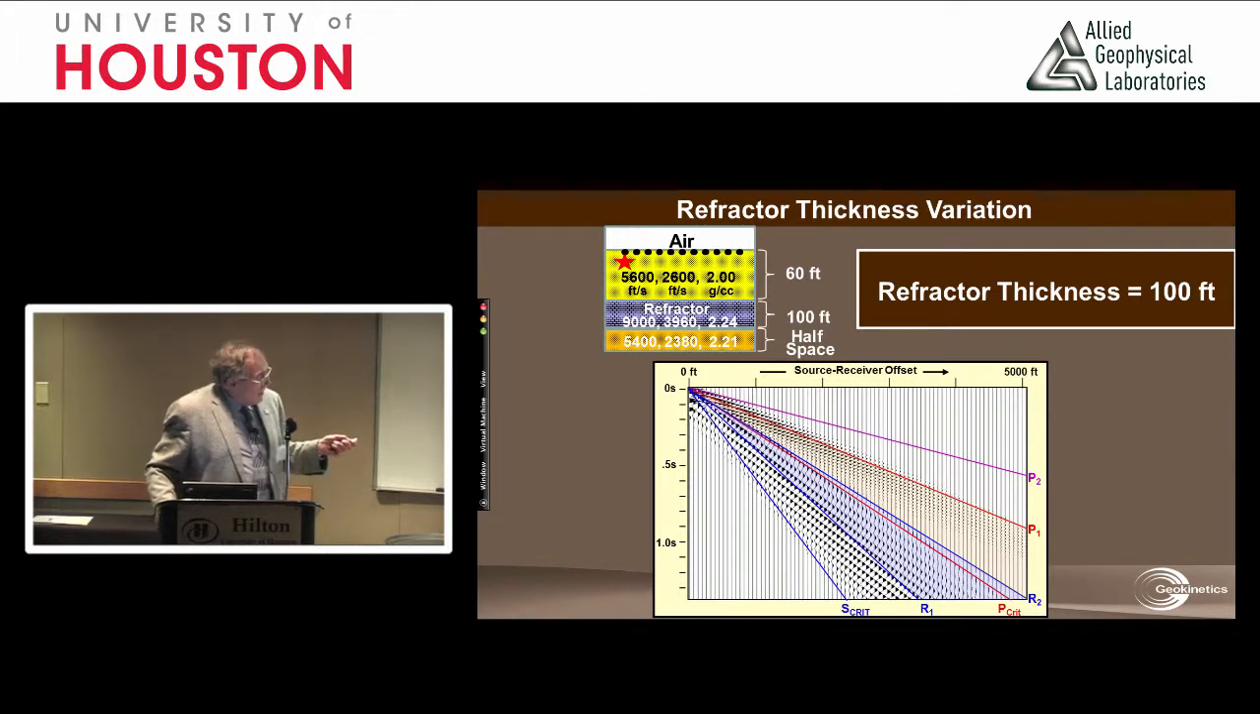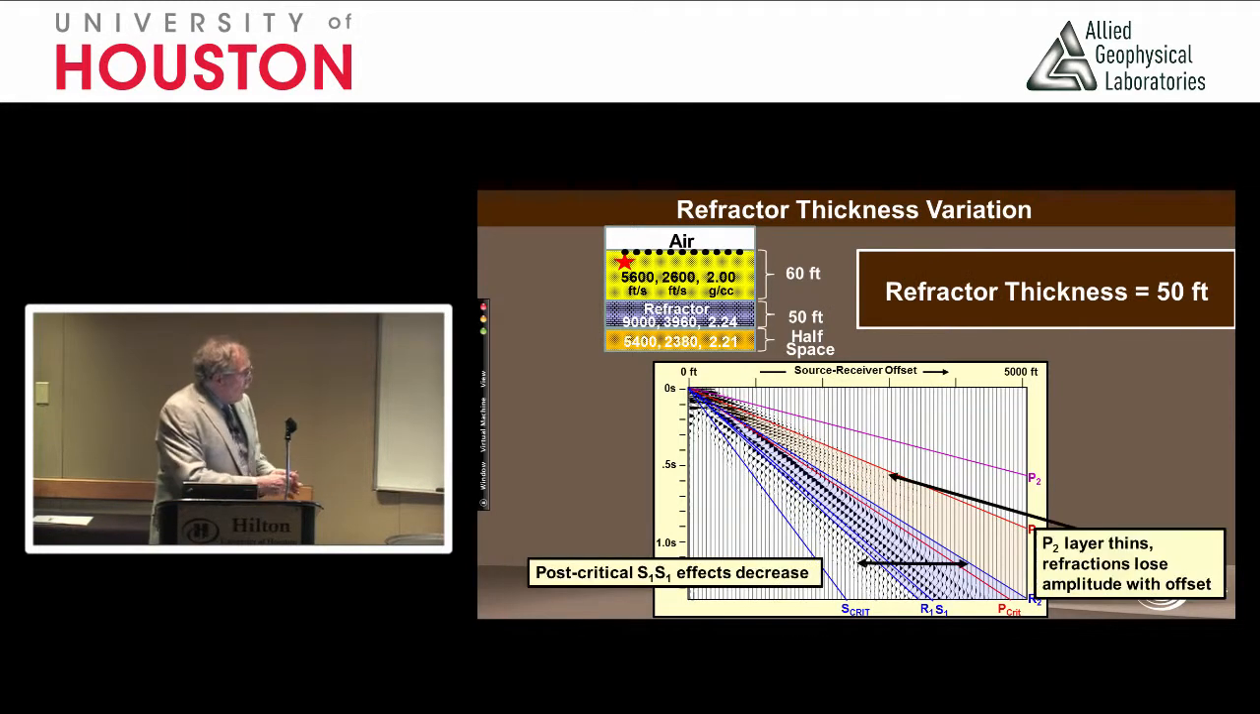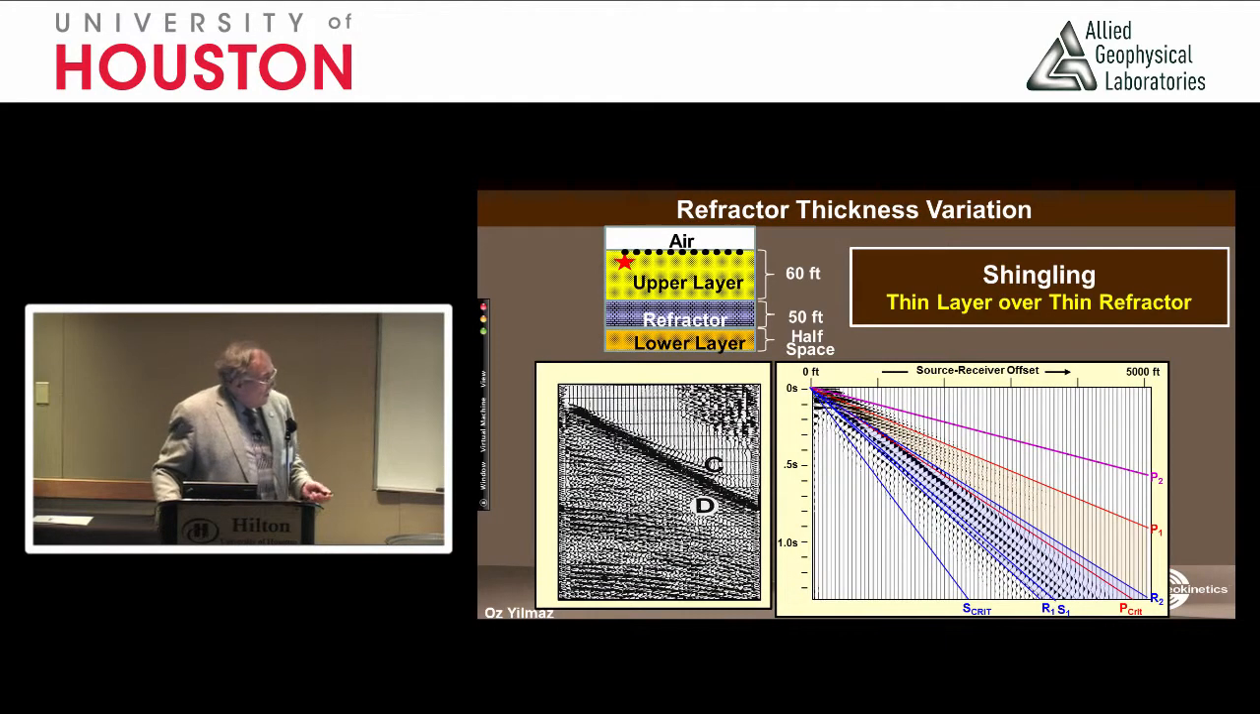And then finally, down to 50 feet, and we look at it, we notice these right in here, these layers. As P2 thins, your refractions lose the amplitude. Your post-critical reflections are starting to decrease now because your layer here begins to thin. So finally, when we go ahead and look at the field data that we were looking at, we noticed that the refractions, or the shingling, are actually refractions.